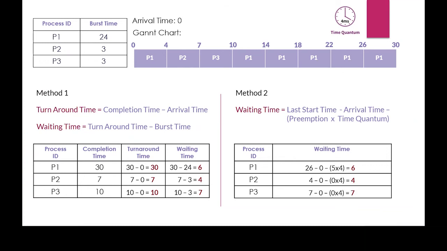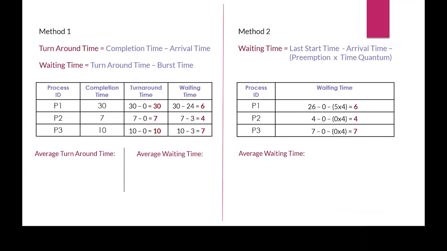So for our next slide, we're going to compute the average turnaround time and average waiting time. So for the first method, what we have here is that we need to add all the completion times of the processes and then divide by 3. Why 3? Because we only have 3 processes, which are P1, P2, and P3. When adding these 3, it is 47 divided by 3, and that is 15.66 milliseconds.